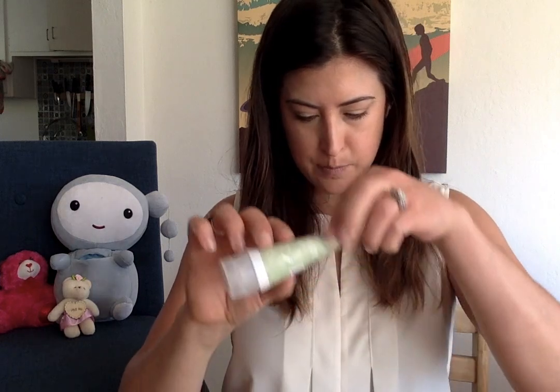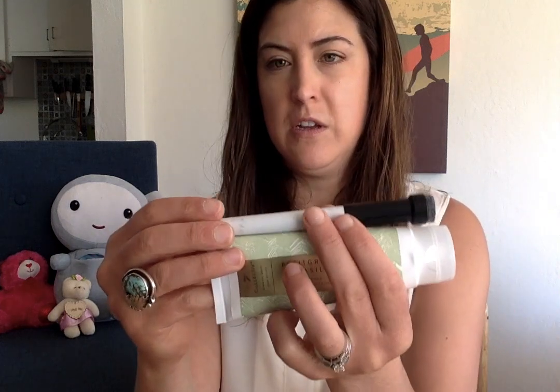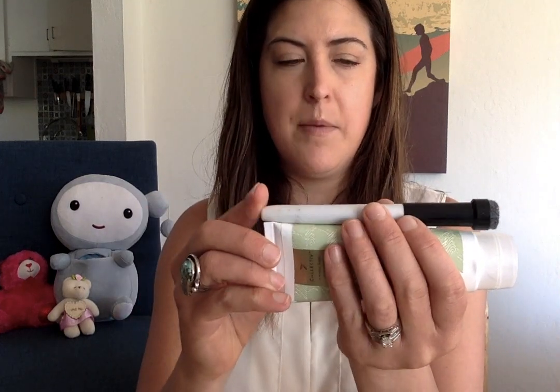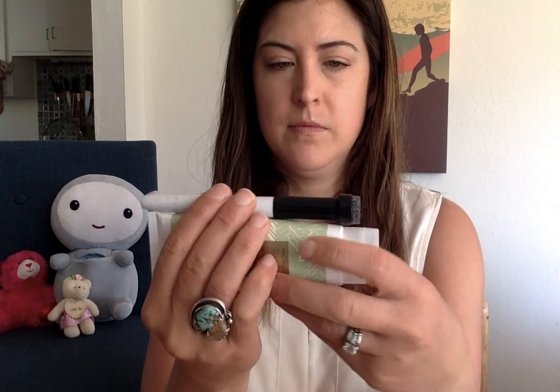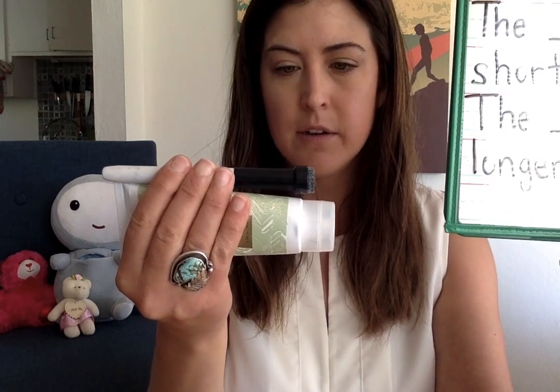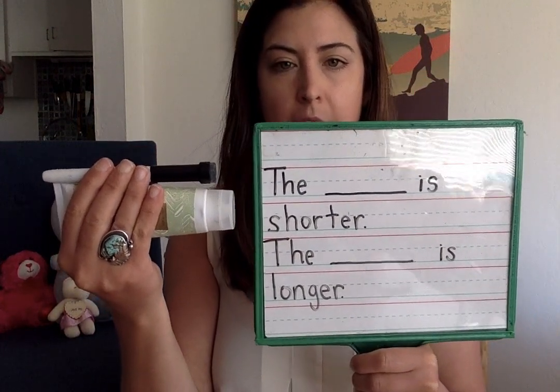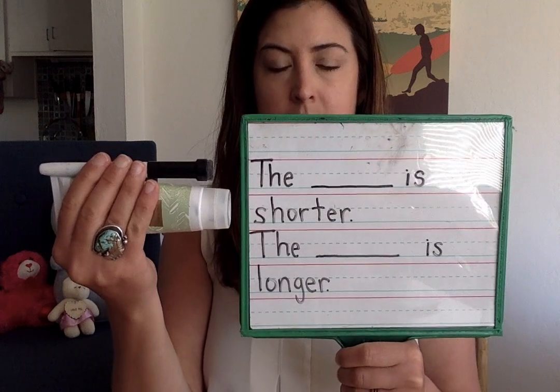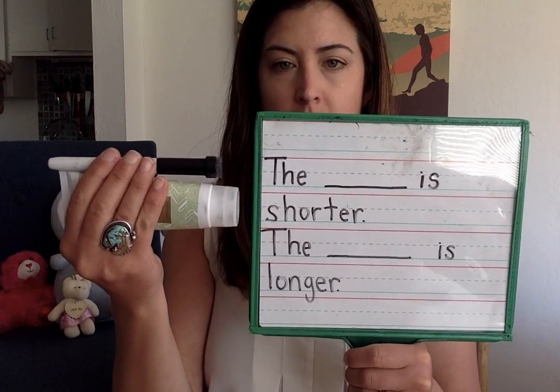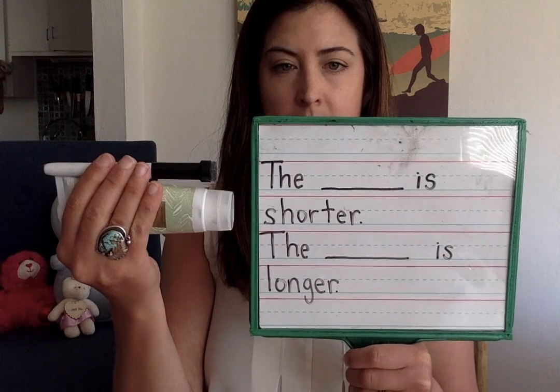All right, let's do maybe one more. Here's some lotion. Let's do the lotion and the marker. Ooh, these are pretty close. Okay, I have it lined up. What do you observe? Which is longer? The lotion. And which is shorter? The marker. Okay, let's read the top sentence. The marker is shorter. The lotion is longer.